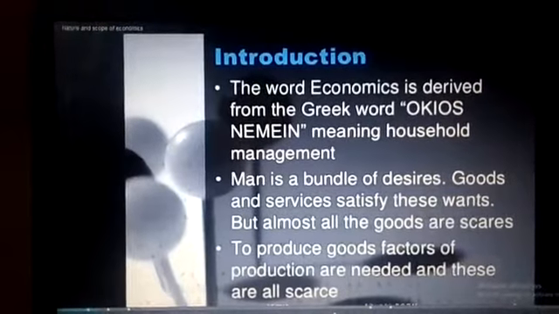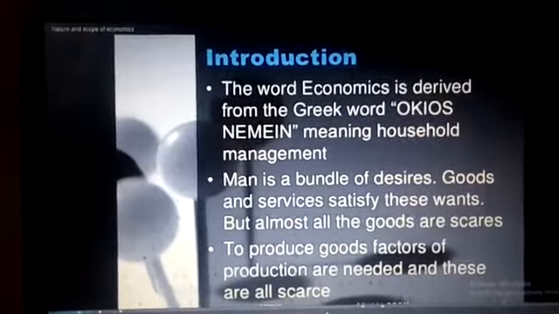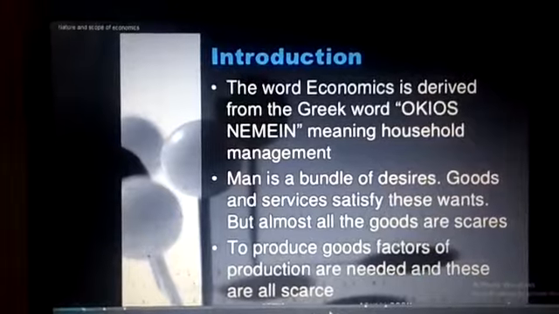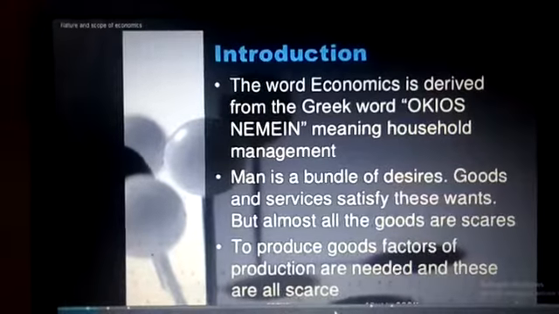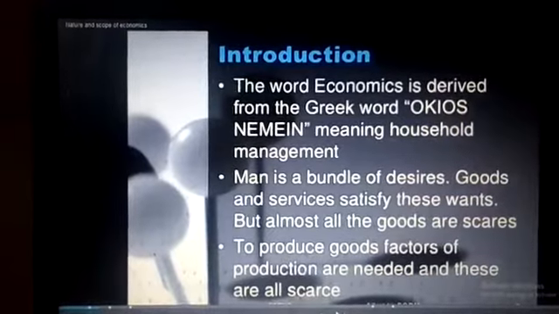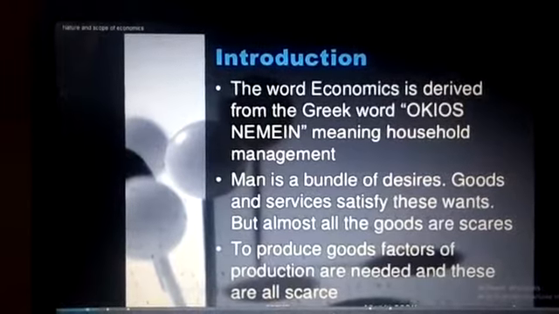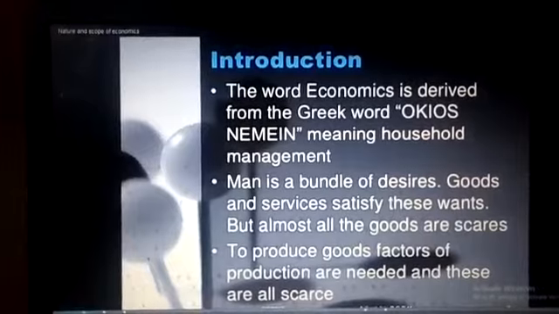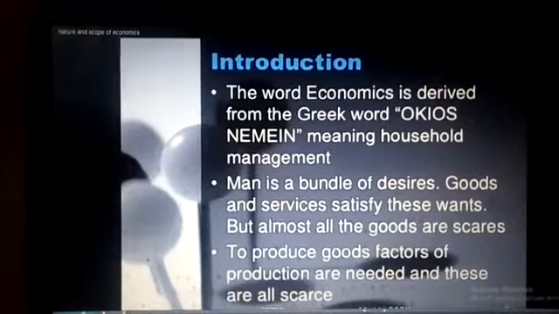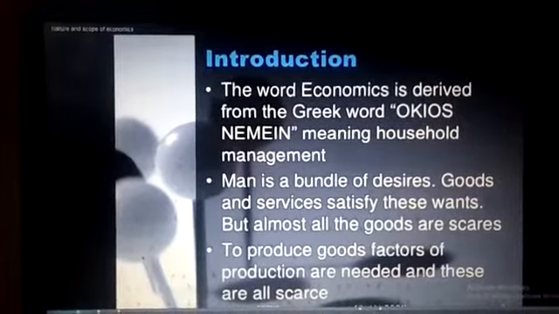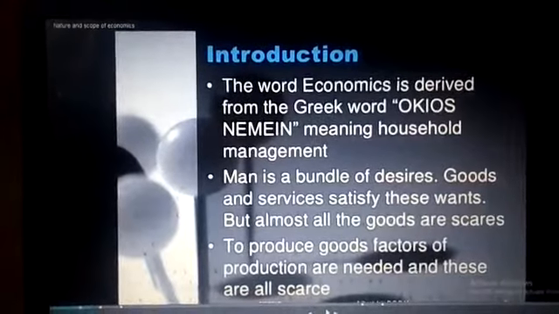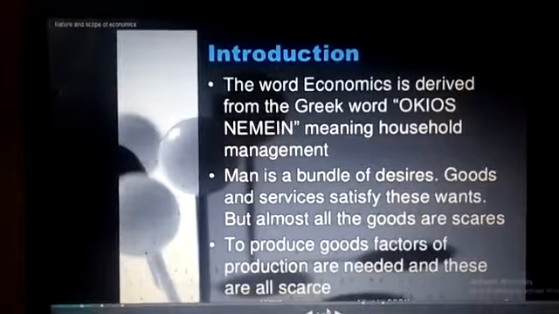Here we are assuming that man has bundles of desires which are satisfied by goods and services, and these goods and services are scarce. To produce those goods, while taking the production process, there will be some scarcity found in the resources. We are going to see what an economy needs and how to produce it. What are the problems faced by the economy? We are all seeing that.